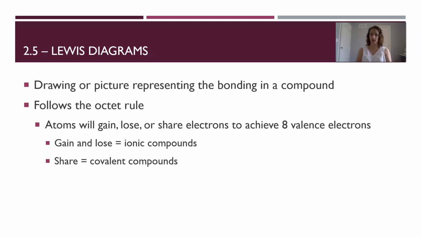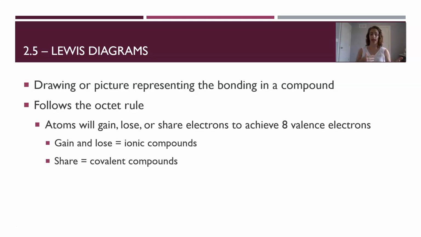So reminder, Lewis diagrams are a drawing or a picture that represents the bonding in a compound. When we draw Lewis diagrams, we're mostly going to be talking about covalent compounds, but no matter what, we're going to follow the octet rule. The octet rule tells us that atoms will gain, lose, or share electrons to achieve 8 valence electrons. 8 is our magic number, hence the octet rule.